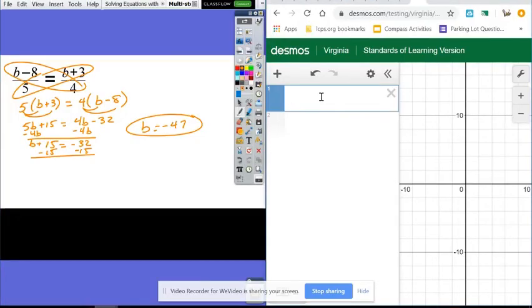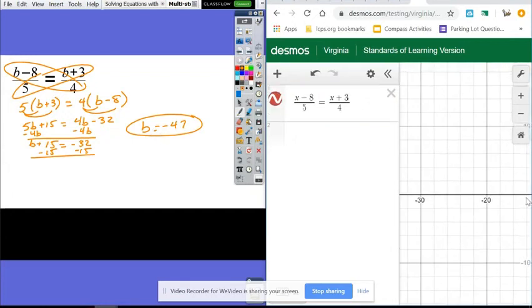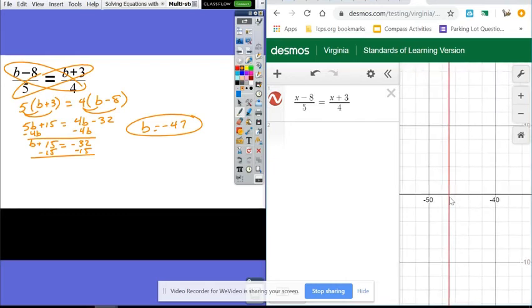We would type this in. We have to divide, right? So here's the trick to it. Do x divided by 5, and then go back into the numerator and write minus 8. Then I put equals, and again, I'll do x divided by 4, go back into the numerator, put plus 3. We thought the answer was negative 47, which is nowhere near here, so we're going to have to scroll over until we get to negative 47, which is in fact the correct answer.